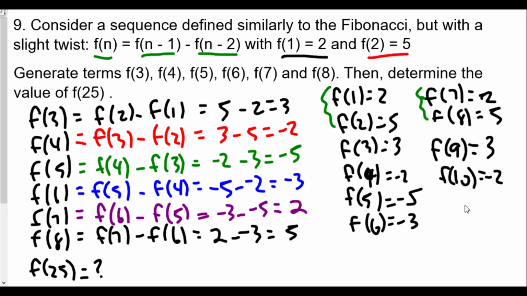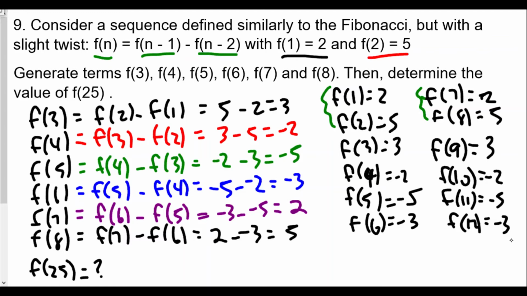Here we go. So F7, F8 match up with F1 and F2, and we see this cycling over again. So F11 equals -5, and F12 will be the same as F6. So after every 6 we repeat.